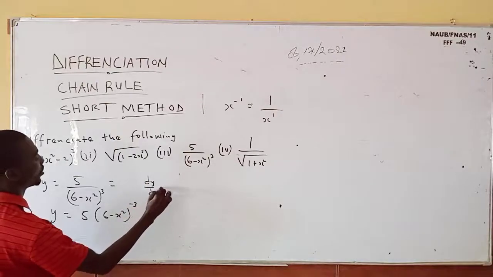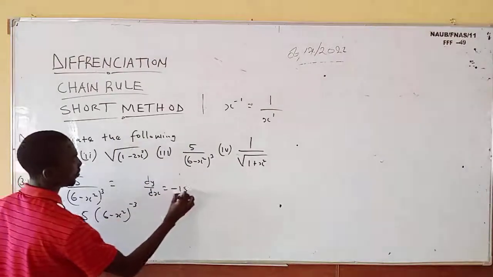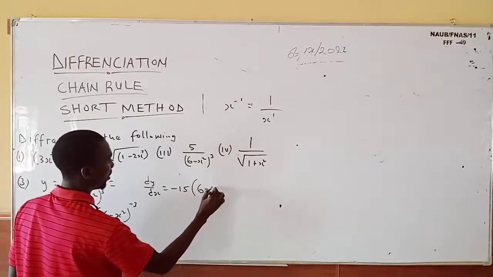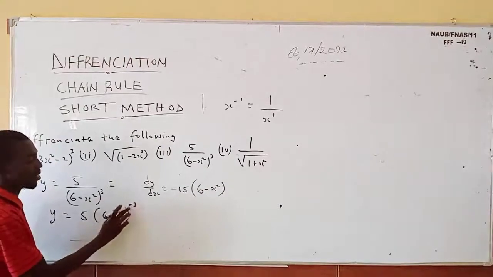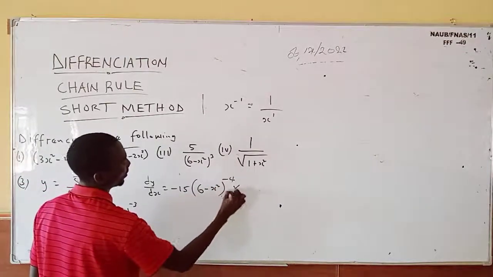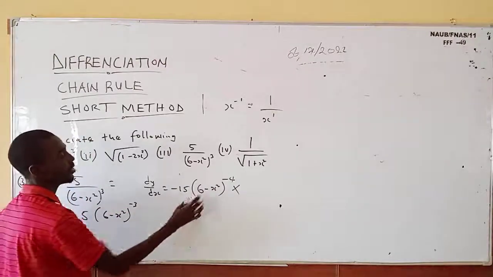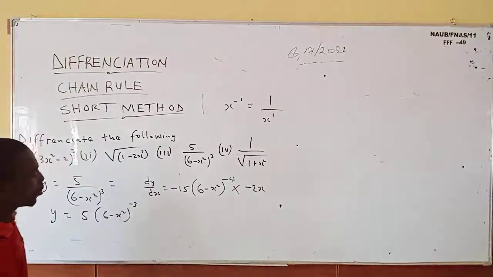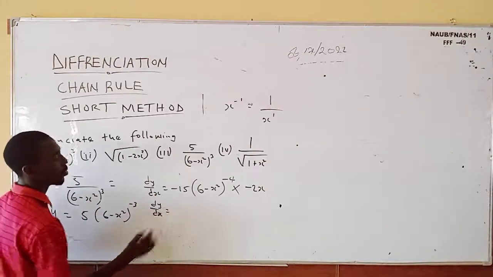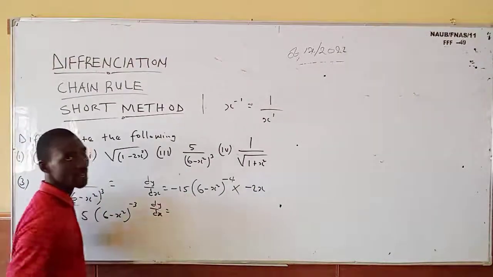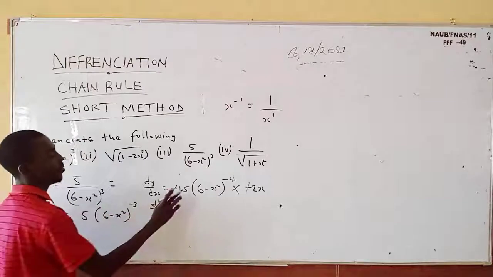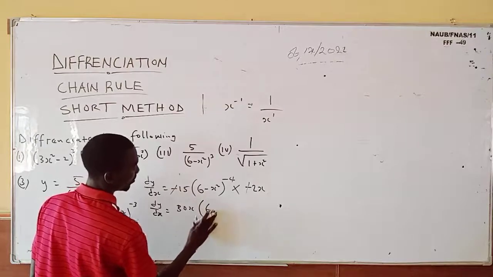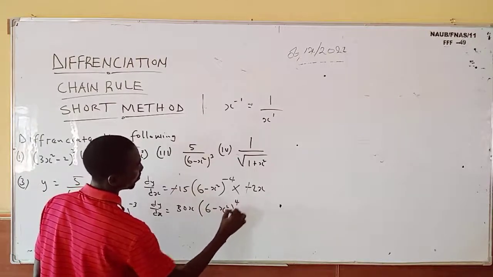The dy over ds is nothing but minus 3 times 5, which is minus 15, into, you rewrite what is inside back. You are going to have 6 minus s squared into, subtract 1 here, that is minus 3 minus 1, you have minus 4, times, differentiate the inside. If you differentiate the inside, you are going to have what? Minus 2s. I hope you get this. So now dy over ds will be equal to minus 15 times minus 2s. This negative will cancel out this negative. 15 times 2s, that is 30s into 6 minus s squared all to the power of what?